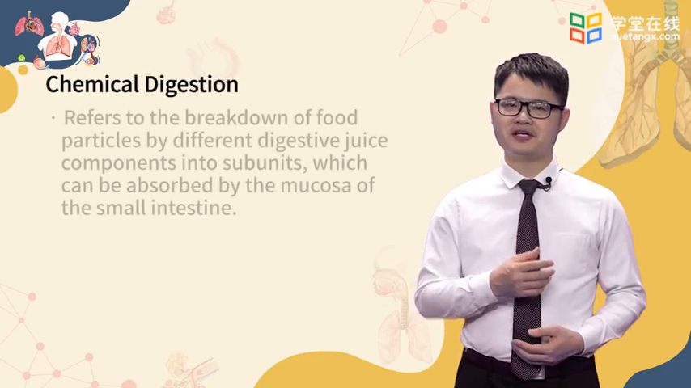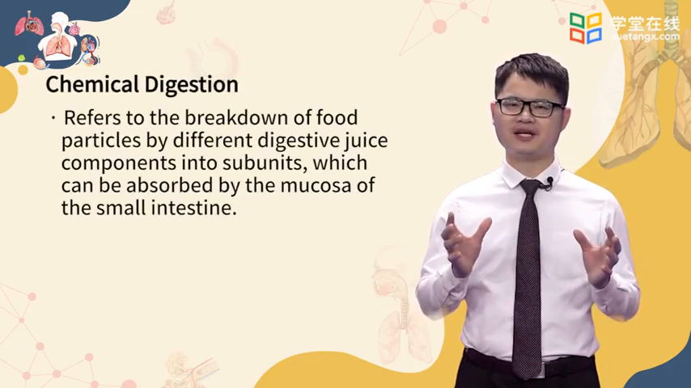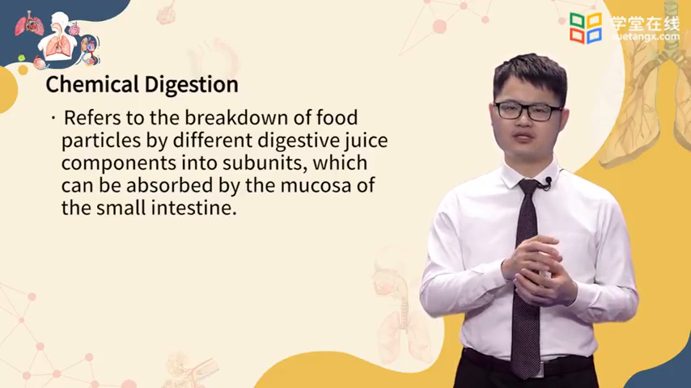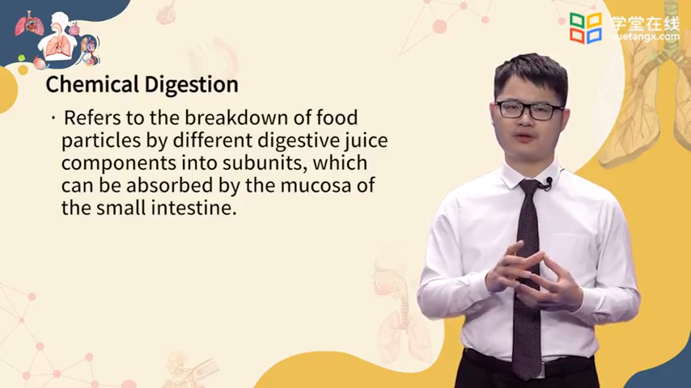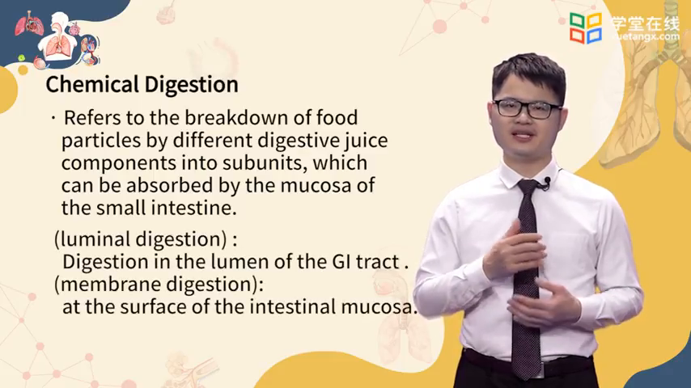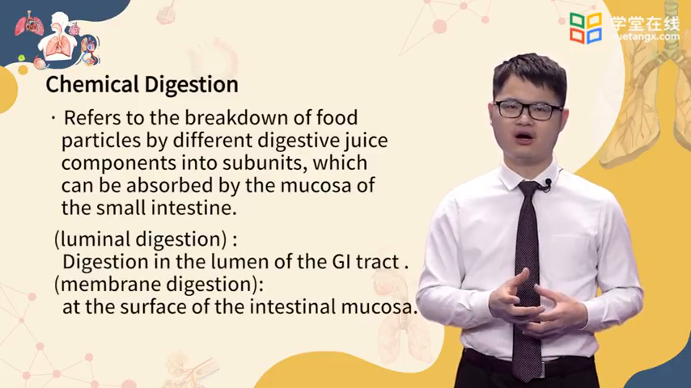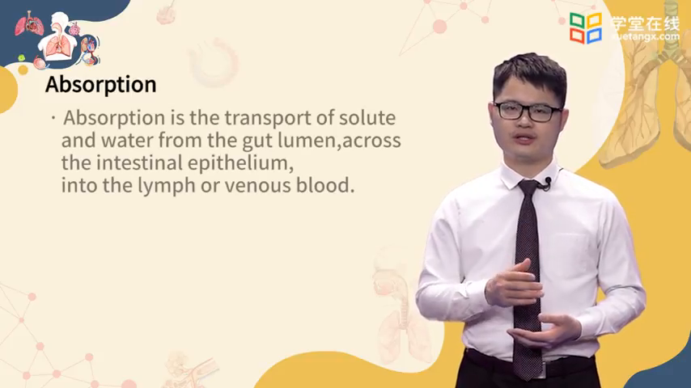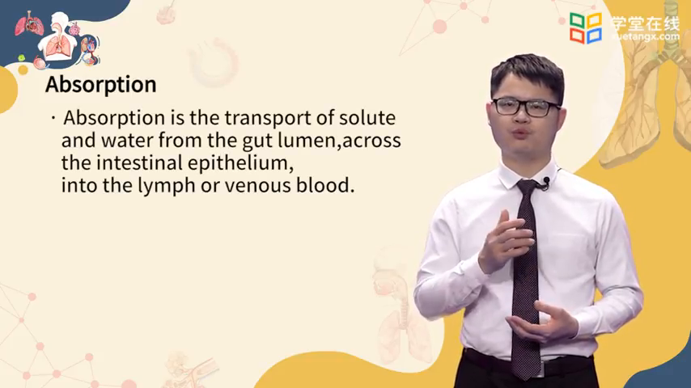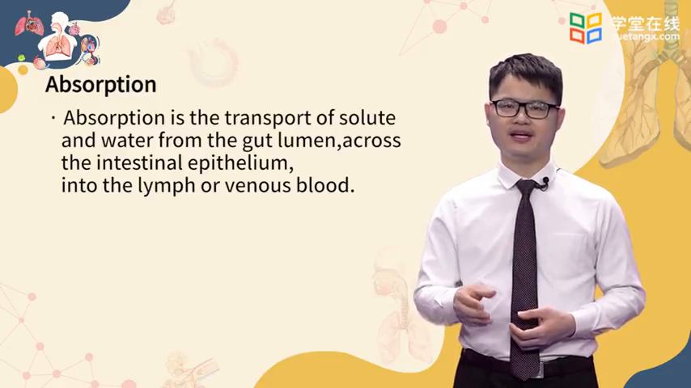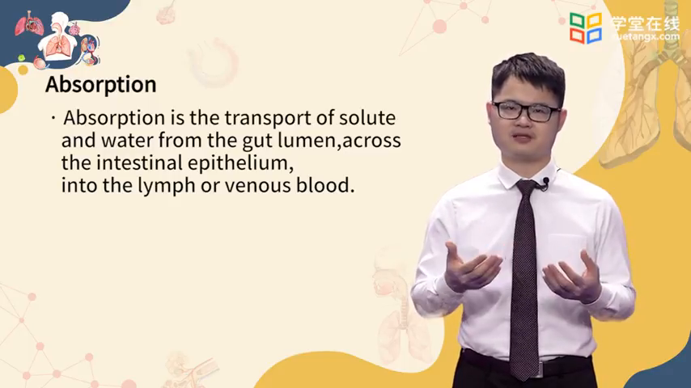Chemical digestion refers to the breakdown of food particles by different digestive juices containing enzymes into subunits which are absorbed through the mucosa of the small intestine. This process can happen either in the lumen of the GI tract or on the surface of the intestinal mucosa. Absorption. Absorption is the transport of solute and water from the gut lumen across the intestinal epithelium into the lymphatic system or the venous blood.